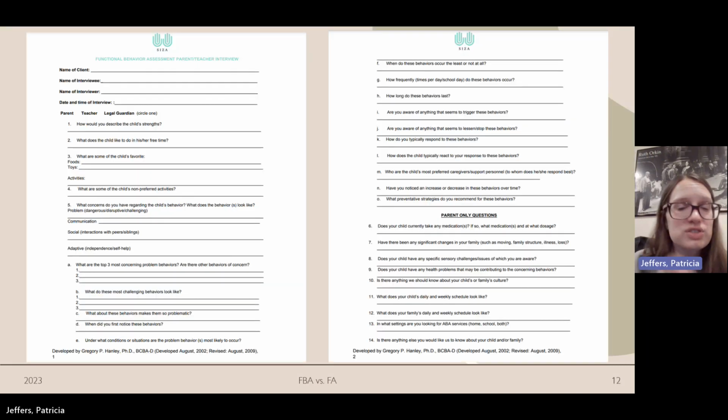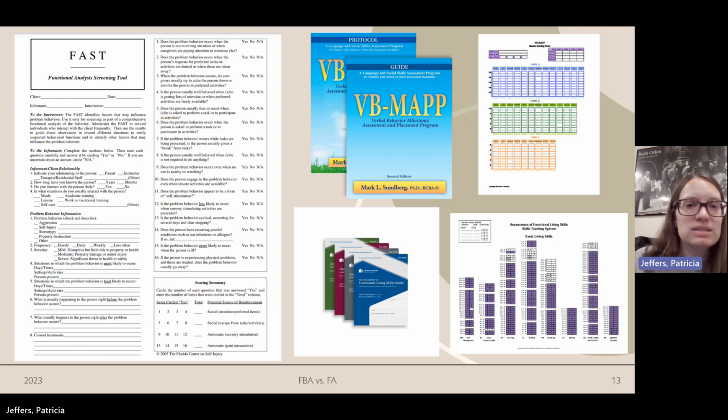So the next couple of slides are just some examples of the documentation that we use during our FBA process. This first one is our parent and teacher questionnaire. Next is the FAST assessment, which we use within our company as well. And this just helps to further break down and identify the function of the problem behavior. We also use the VB-MAPP assessment, AFLs, and ABLLS-R.